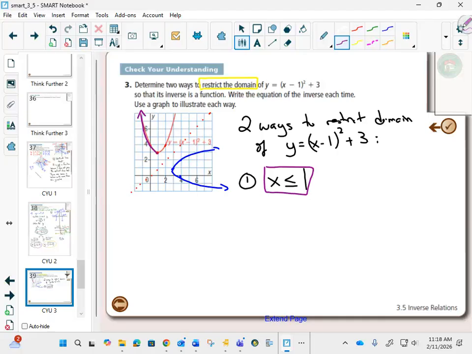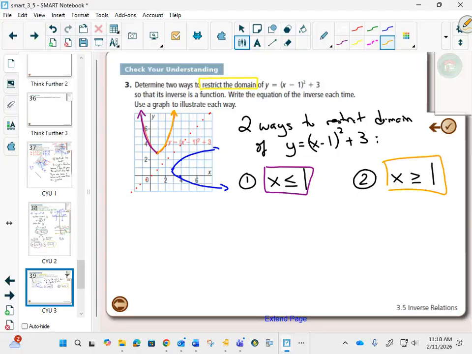Or 2, I could have taken the other half. X is bigger than or equal to 1. I'm going to highlight that in orange. If I either took the purple half or the orange half, it would pass the horizontal line test. Putting both halves together doesn't pass the horizontal line test.